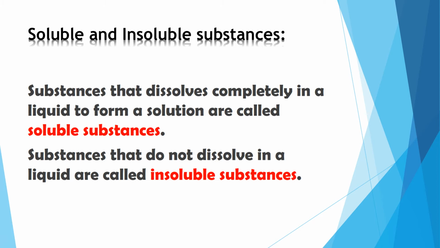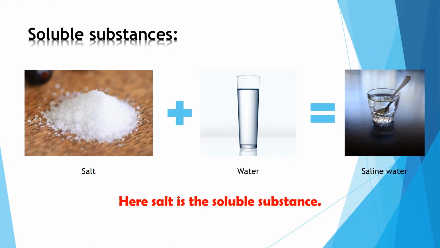Examples of insoluble substances are sand, chalk, wood and wax, which are insoluble in water. Here in this slide, we can see that salt when mixed with water forms saline water. Thus, we can say that salt and sugar are soluble in water.